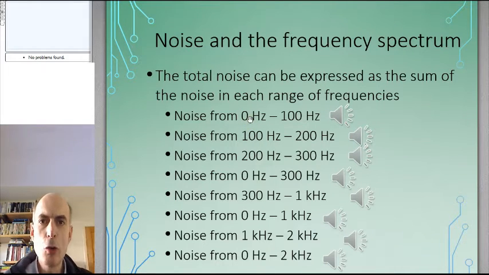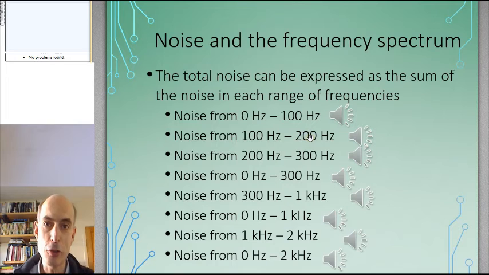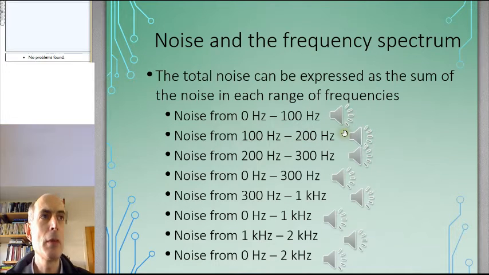If I take a noise signal and I put it through a bandpass filter, which only allows through the frequencies between 0 Hertz and 100 Hertz, then it would sound like this. And if I took the noise and put it through a bandpass filter which lets through the frequencies between 100 Hertz and 200 Hertz, but eliminates all other frequencies, it would sound like this. And if I take the noise and put it through a bandpass filter to pick out only those frequencies between 200 and 300 Hertz, it would sound like this.